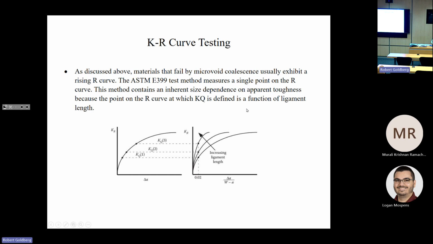So we talked about before, materials that fail by microvoid coalescence usually exhibit a rising R curve. And the 399 test method measures a single point on the R curve, and thus it contains an inherent size dependence on the toughness, because the point on the R curve at which KQ is defined is a function of the ligament length, as we talked about in this figure here.